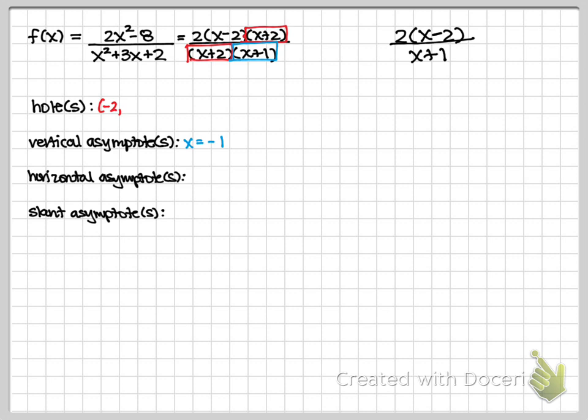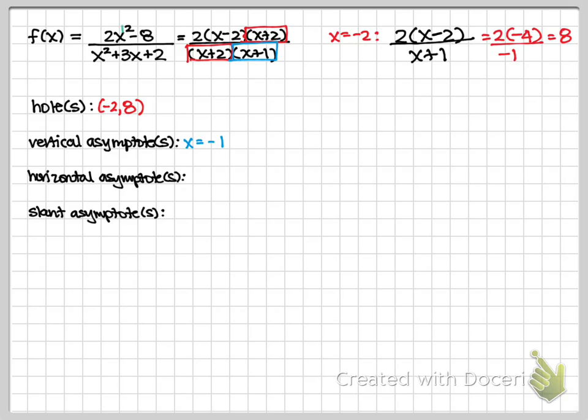Okay, let's plug in x equals negative 2 for this. That's going to give me 2 times negative 4 all over negative 2 plus 1, which is negative 1. It looks like that's going to give me 8. So I have negative 2 comma 8 as where the hole is going to be located. All right, let's take a look at the simplified version. Actually, let's take a look at the original.